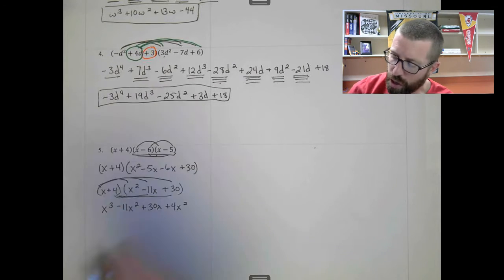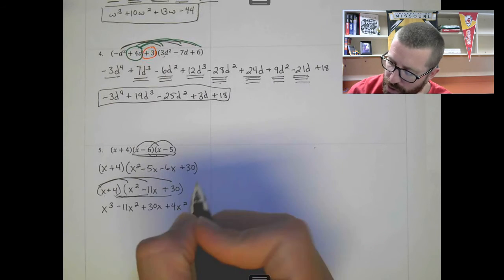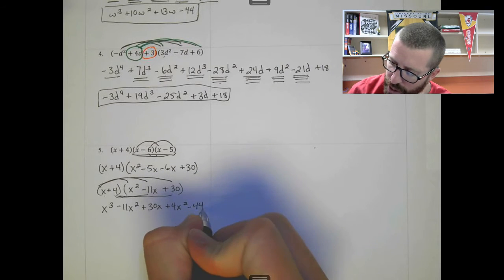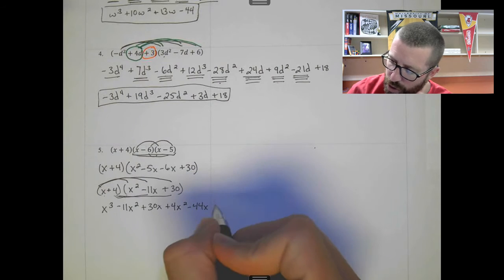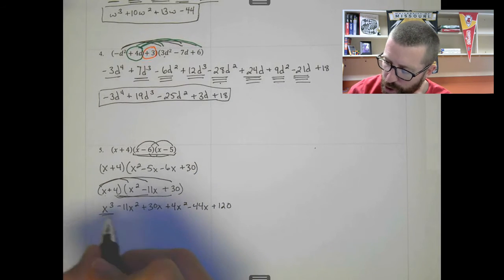But push through so we can knock it out. 4 times negative 11 is negative 44x. And then 4 times 30 would be 120. And then combine like terms. There's only the 1x cubed term.